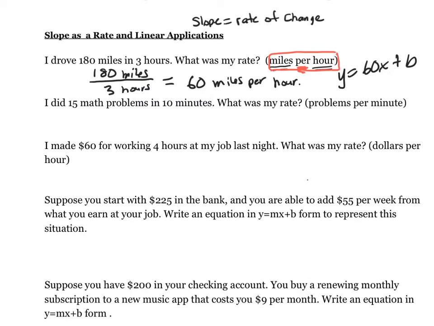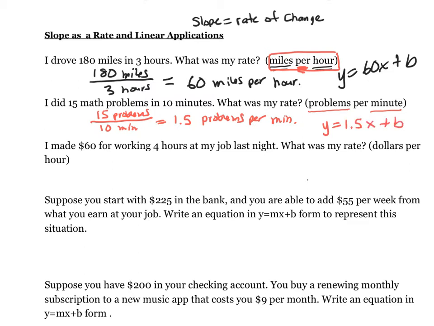In the next example, I did 15 math problems in 10 minutes. What was my rate? Well, in this case, we'd be interested in problems per minute. So it's 15 problems per 10 minutes. And 15 divided by 10 is 1.5. So it's 1.5 problems per minute. That would be the rate, and that is also considered the slope. So if I wanted to write an equation, I could write 1.5x plus b. And the 1.5 would be my slope.